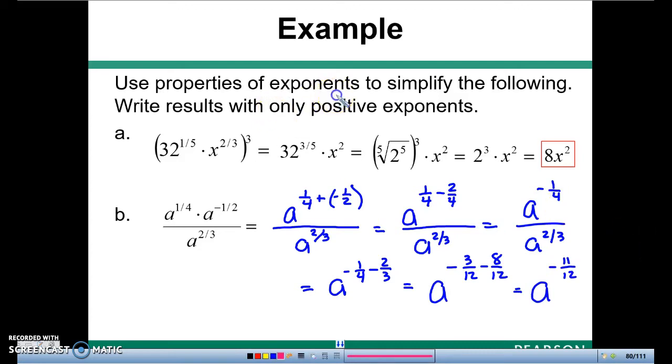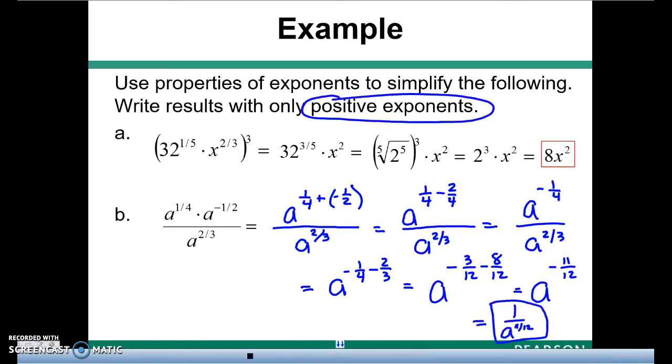We are not simplified until we have positive exponents. How do you create a positive exponent? Put the whole thing under 1.